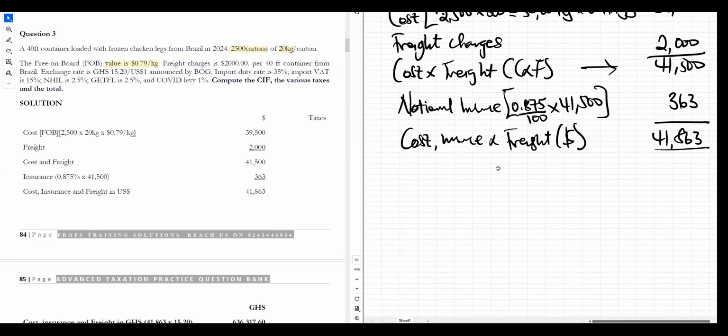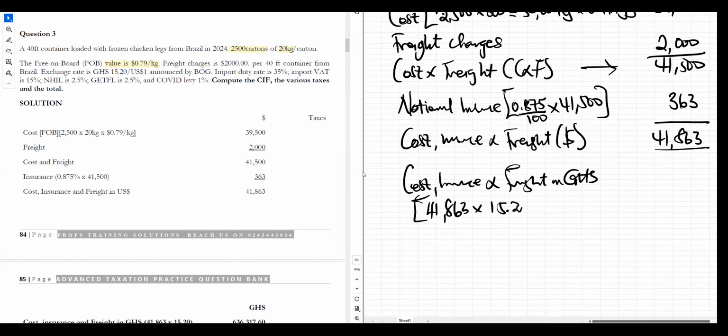I'll teach you how it's applied. Okay, so now we have the CIF, and the exchange rate was 15.2 cedis, right? So I need the cost, insurance, and freight in Ghana cedis. I just have to take the 41,863 and multiply by 15.2. That gives me 636,317.6. So let's make it 318. I don't want the decimal, but in the exam you have to bring it.